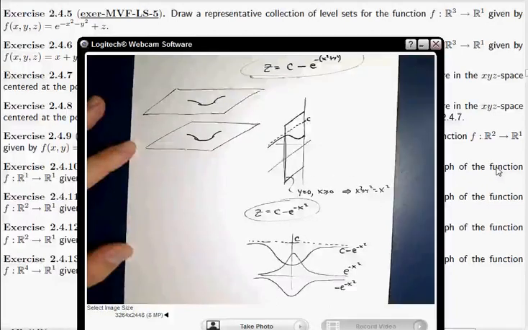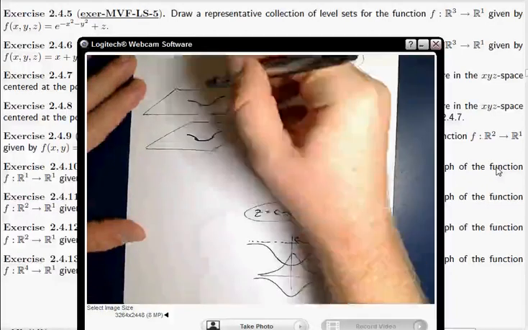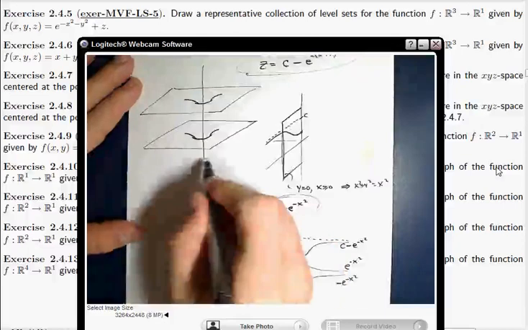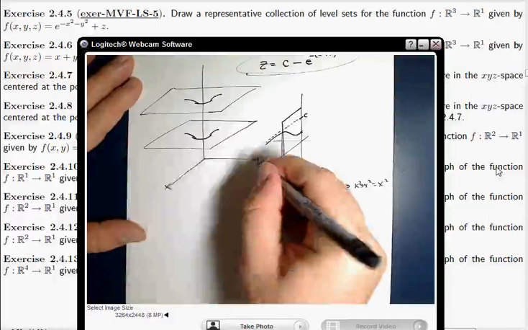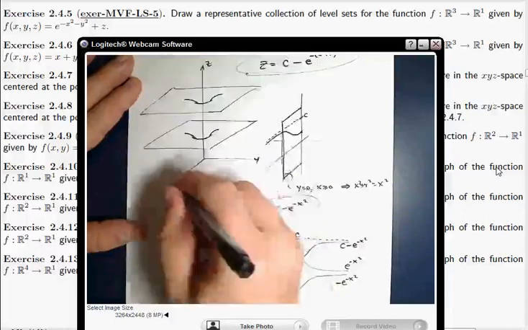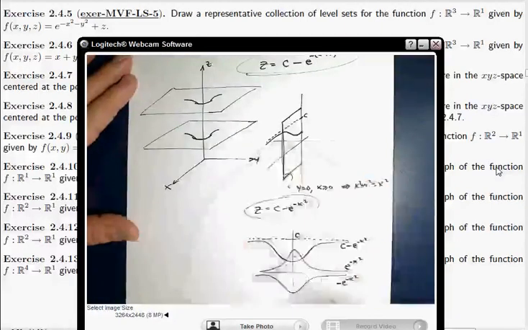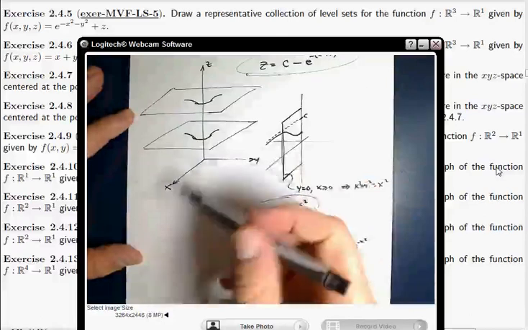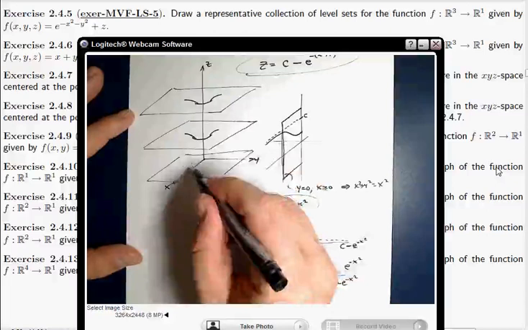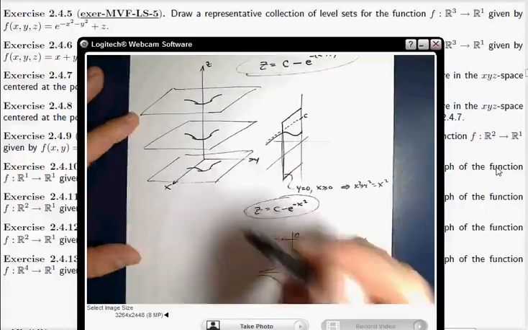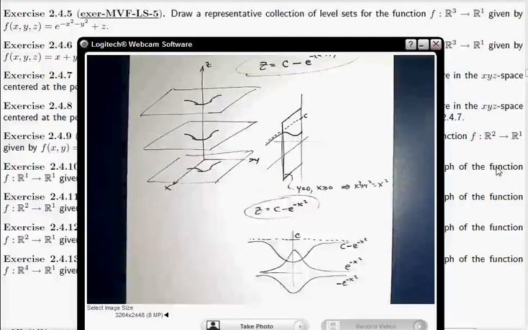So the problem says draw a representative collection of level sets. So here you go, X, Y, Z. Excuse me. Yep, sure. And you know, you could draw maybe an additional one or two of these, whatever. Something kind of like that. Okay.